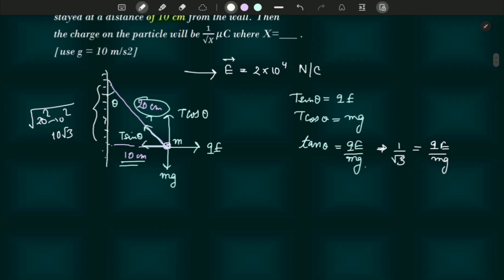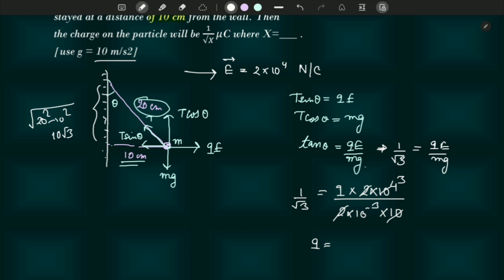Now substituting the values, I will get 1 by √3 equals Q into E, which is given as 2 × 10^4, and the mass was 2 grams, so 2 × 10^-3, and g is given as 10 meter per second square, so into 10. So cancelling this, Q I am getting 1 by √3 into 10^-6. Here minus 3 and from here again minus 3. So I will get 1 by √3 microcoulomb.